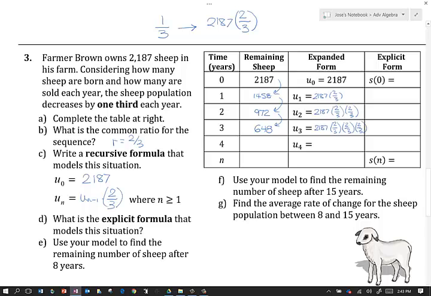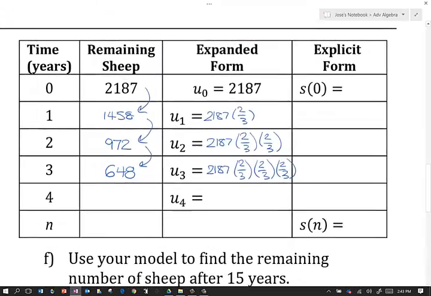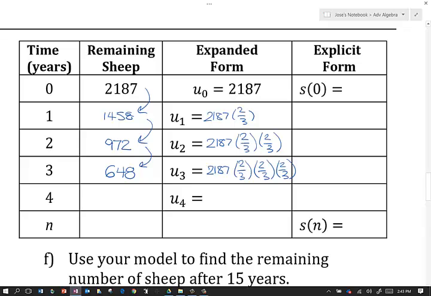Okay, how do I come up with an explicit formula for this? Well, you probably know what is coming in here, but let's see. This in here is repeated multiplication. So I could write that the number of sheep after 3 years will be what he started from, 2,187, multiplied by 2/3 3 times. After 2 years, he would have had 2,187 multiplied by 2/3 raised to the second power.